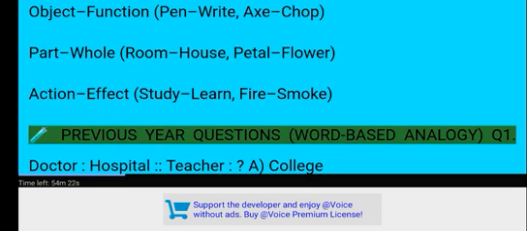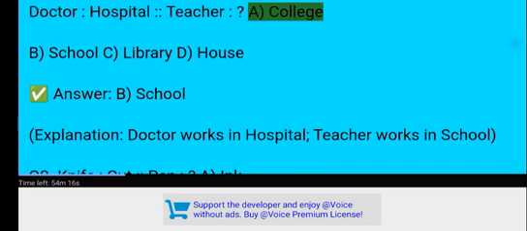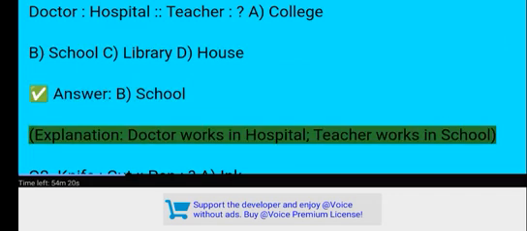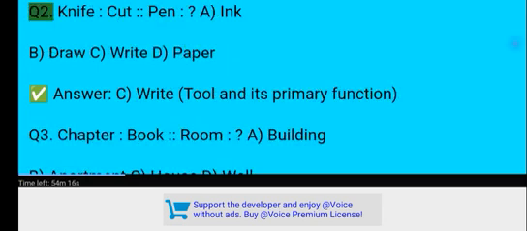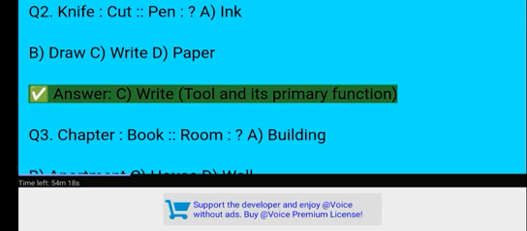Test 2, previous year questions, word-based analogy. Q1. Doctor, hospital; teacher, A college, B school, C library, D house. Checkmark, answer B, school. Explanation: a doctor works in a hospital, a teacher works in a school. Q2. Knife, cut; pen, A ink, B draw, C write, D paper. Checkmark, answer C, write, the tool in its primary function.